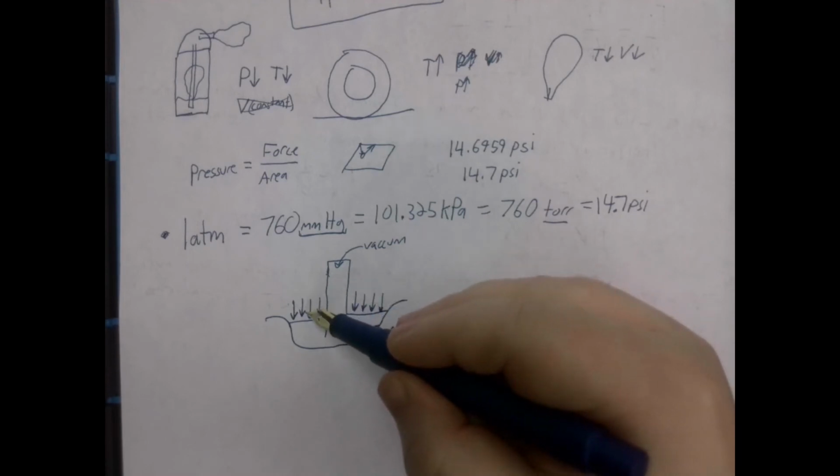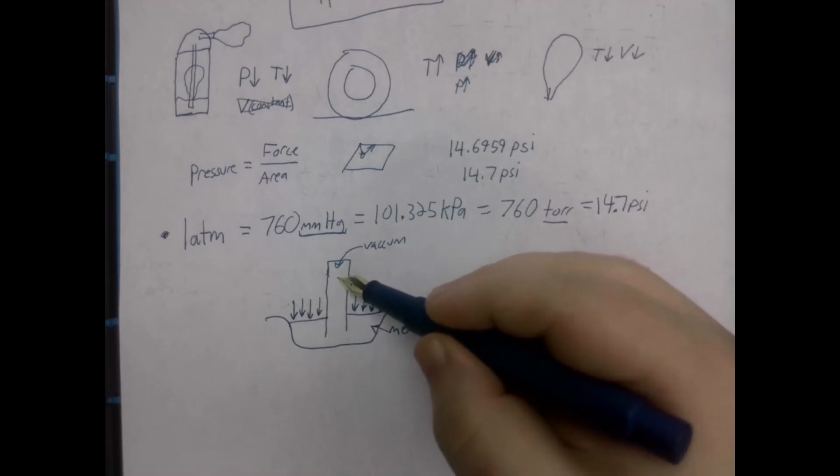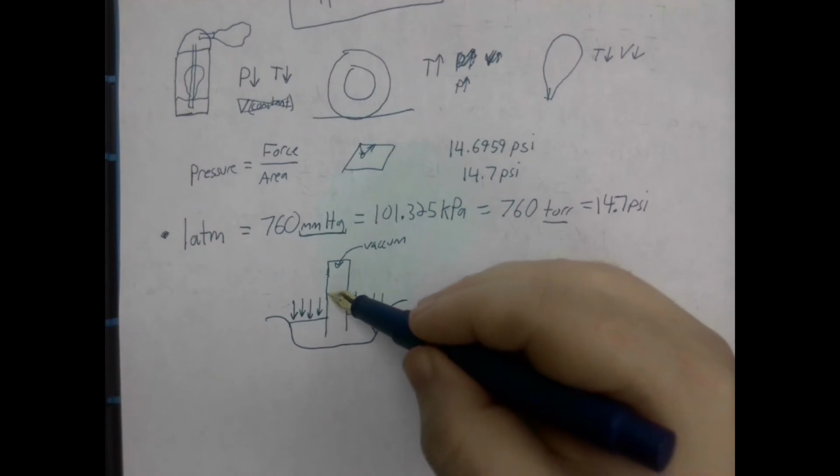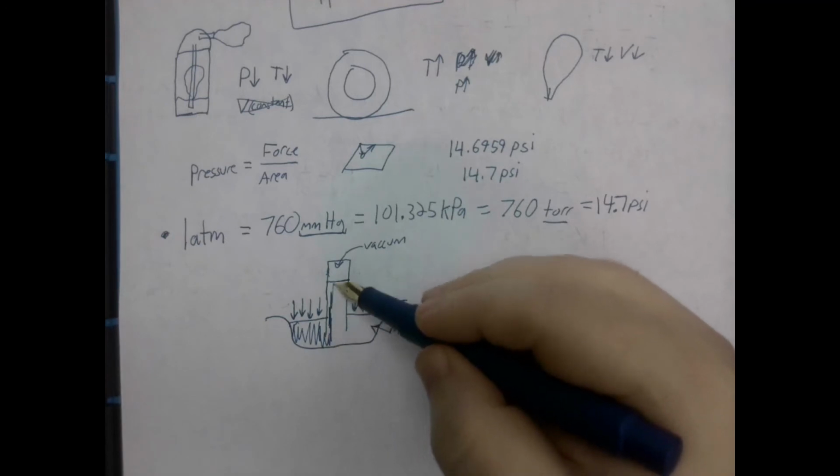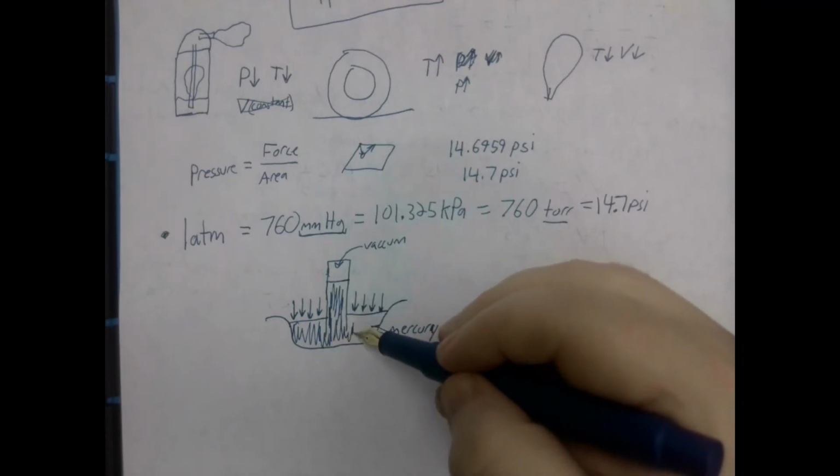And so it's going to push the mercury down. Since there's no air here to push it down, it's going to float up the chamber. So we're going to end up having the mercury flow up in here because that's the only force going on.